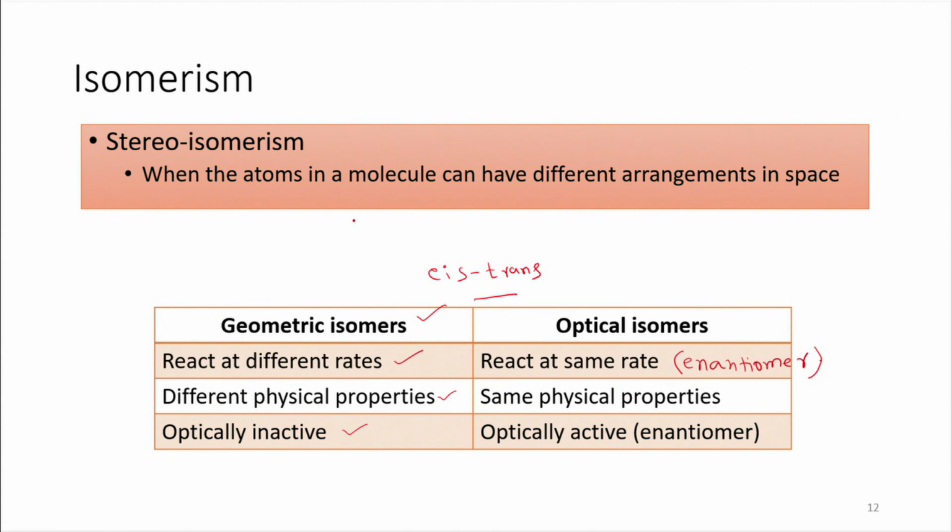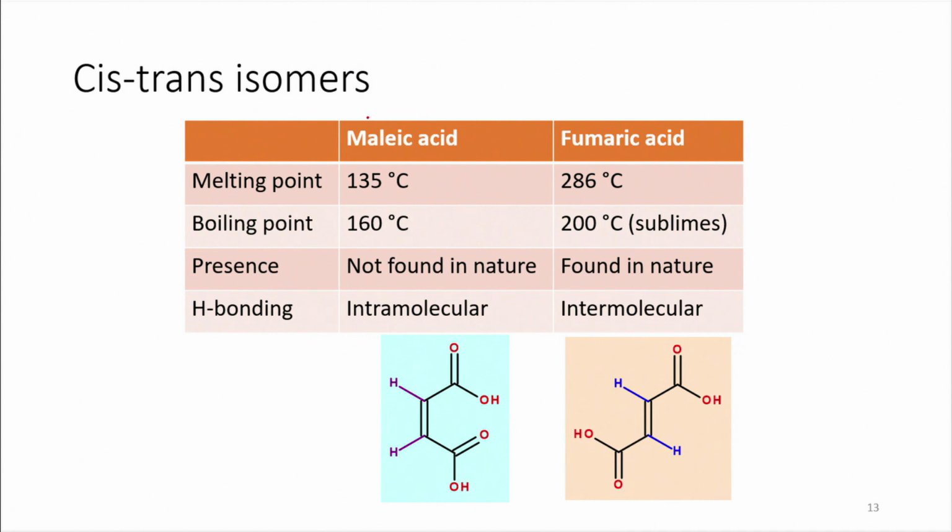So, when we talk about stereoisomers, we will once again reiterate that the atoms or groups in a molecule can have different arrangements in space. This is the most important thing. The spatial orientations are different in stereoisomerism. So, let us look at some of the physical property differences between cis-trans isomers.